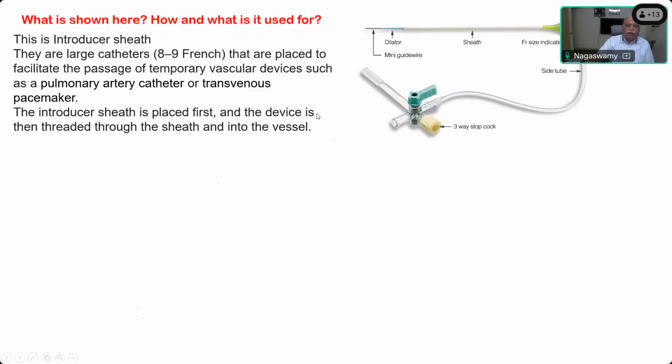Sometimes, without the PA catheter, you can use this sheath itself for what purpose? You have a side arm tube and a 3-way, all these things. What is the purpose? Why should they attach it to the introducer? Because this sheath itself can be used for infusion.